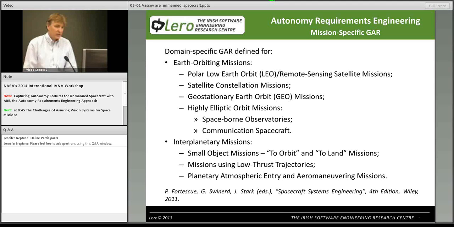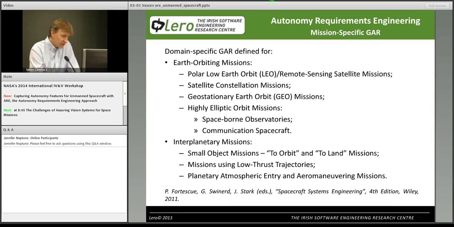In the course of this project, we developed generic autonomy requirements models for the different classes of space missions. Basically, we consider two major classes: Earth orbiting missions and interplanetary missions. For Earth orbiting missions, we derived generic autonomy requirements for subclasses like polar low Earth orbit and satellite constellation missions, and so on. The same for interplanetary missions, like small object missions, missions using low thrust trajectories, and so on.